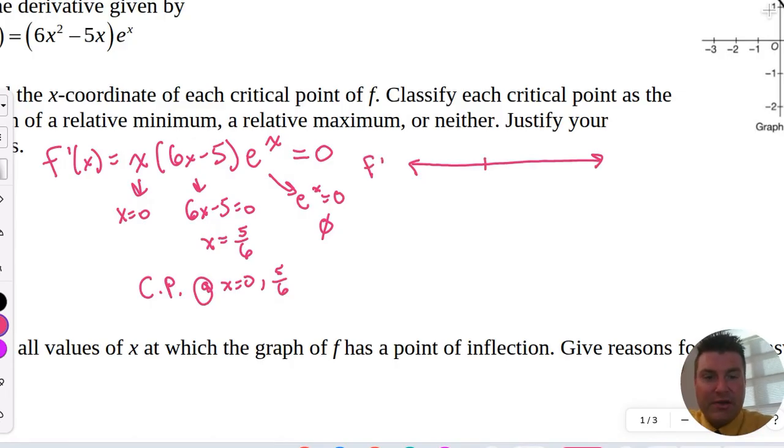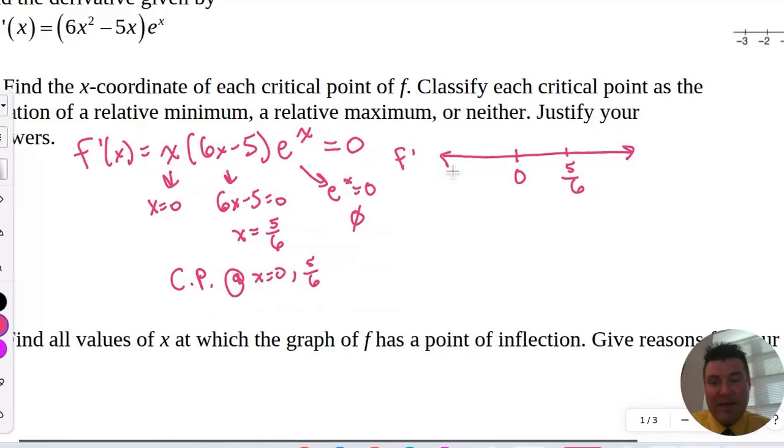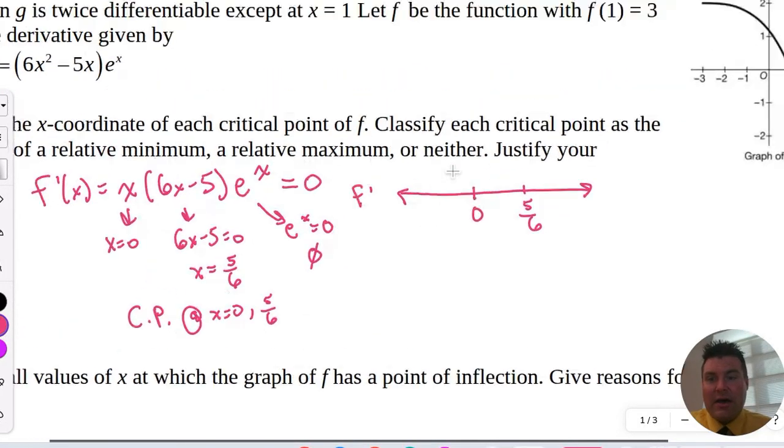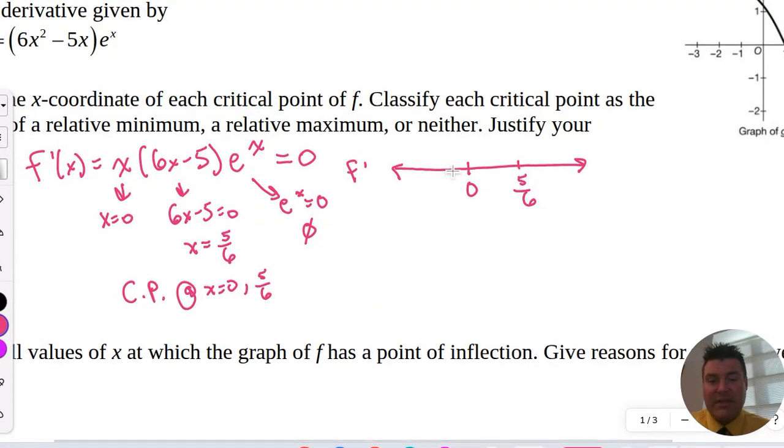So I have critical points here at 0 and at 5/6. I do my sign charts a little bit differently than maybe your teacher teaches it; to me, the easy way. Looking at each factor, e to the x is always positive, so I'm going to ignore it. There's no reason to consider it. So my right end behavior, every value larger than 5/6, is going to be positive, because I only have positive x's.